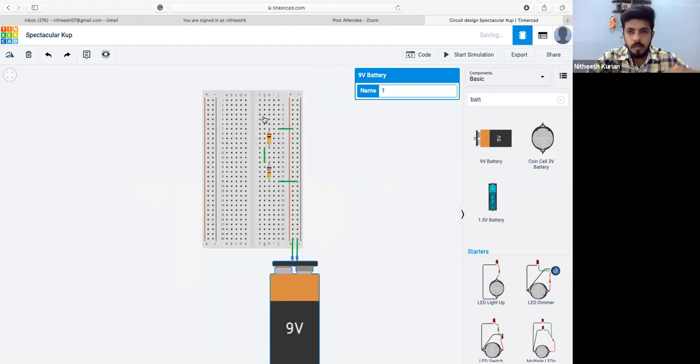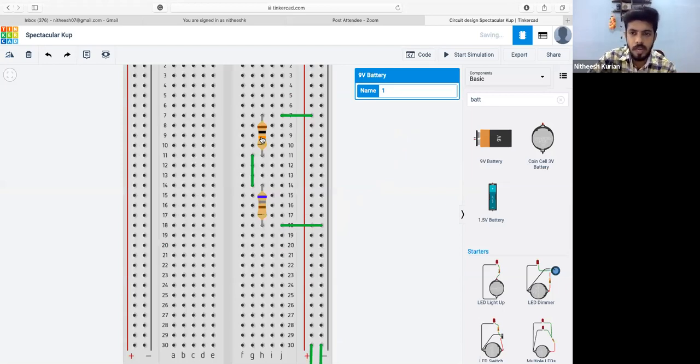So this resistance is 10 kilo ohm and this resistance is 680 ohm. The top end of the 10 kilo ohm resistor is connected to the positive terminal of the 9 volt battery, and the extreme other end of the 680 ohm is connected to the negative terminal of the 9 volt battery. Right? And can you tell me the voltage at this point?